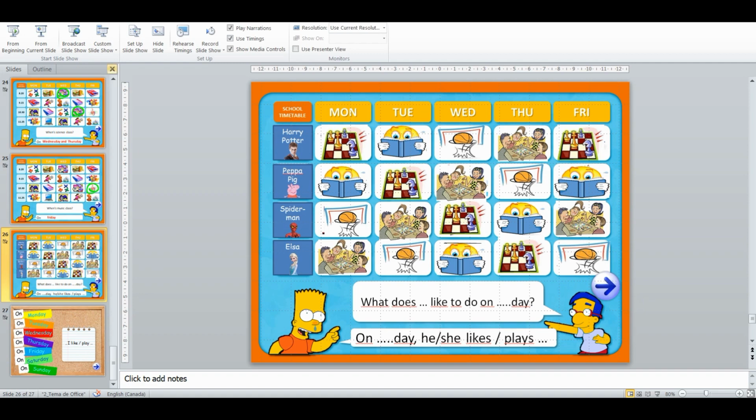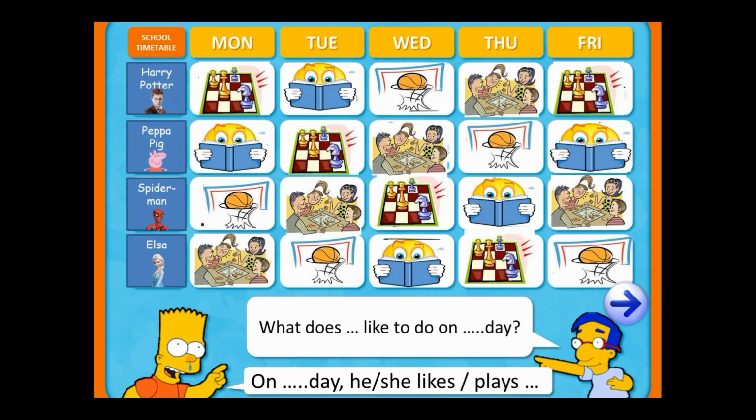Now here is where you can set some group activity where they can test each other's knowledge on what's up on the board. So what does Harry Potter like to do on Friday? And they can say, on Friday he likes, or he plays chess, for example. So you can set them in groups and partners to do this and they can practice.